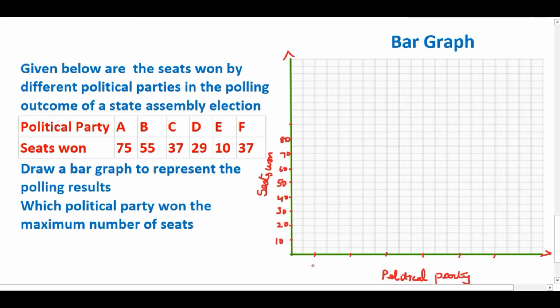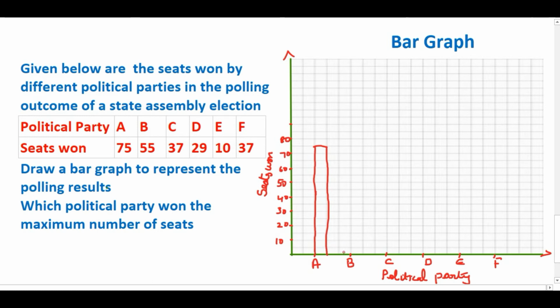Again, first political party A, then B, C, D, E and F. And we know that in a bar graph the width of the bar should be equal, and there should be equal space between two consecutive bars. The first one is 75. So we can mark using the scale. You need to draw 75. So this is my first one.